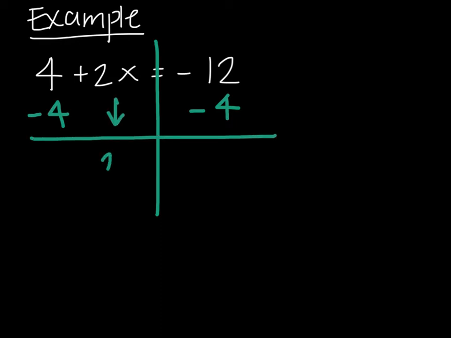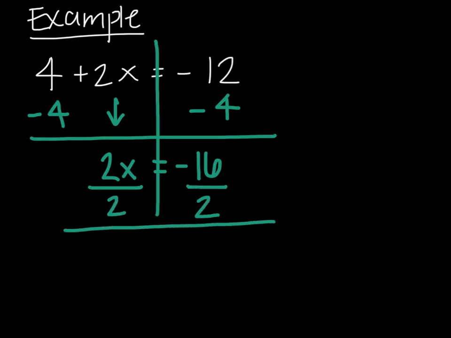2x can come down, and negative 12 minus 4 will give me negative 16. Then if I look at how I can get x alone, he's currently being multiplied by 2, so I will have to divide both sides by 2. Then I got x alone, and I figured out he was equal to negative 8.